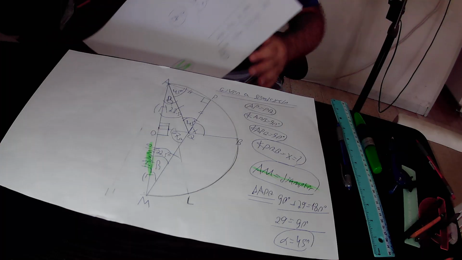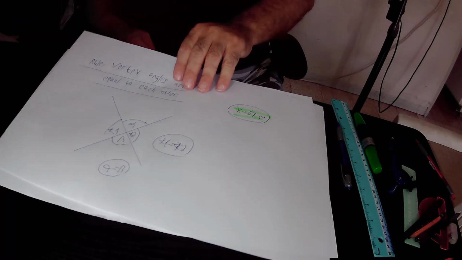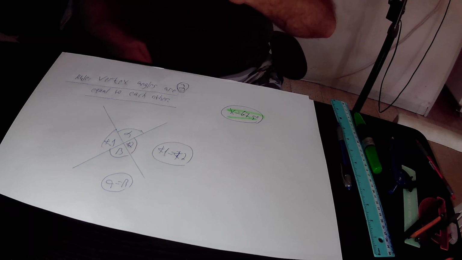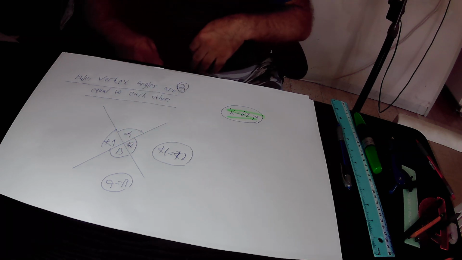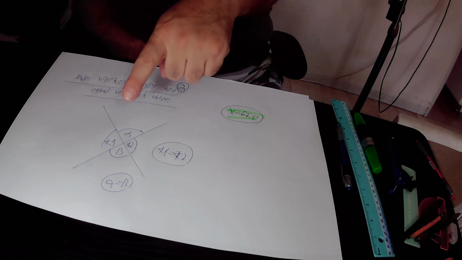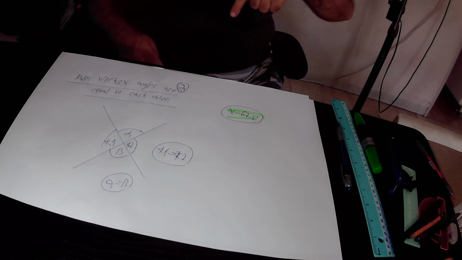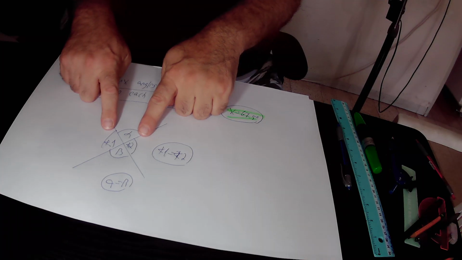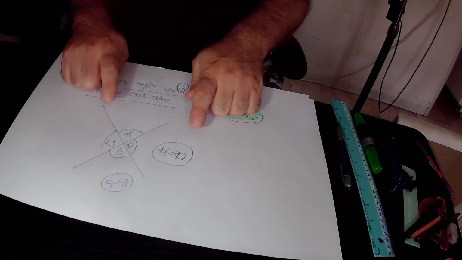In the next step, I presented to you the rule that says that vertex angles are equal to each other. Those two angles, alpha and beta, are defined as vertex angles and therefore they are equal to each other. That is to say, angle alpha equals angle beta. Likewise, we have the other pair, those two angles are also vertex angles and they are equal to each other. That is to say, angle 1 equals angle 2 in size.